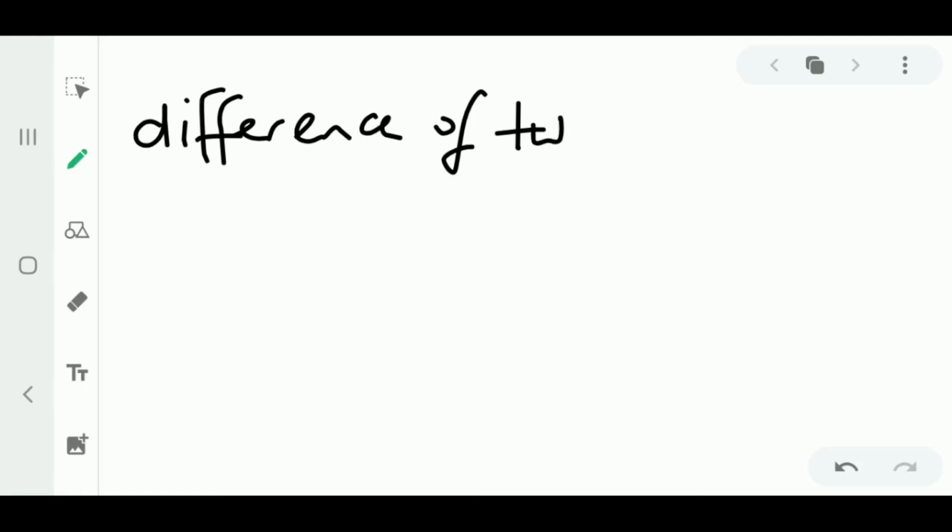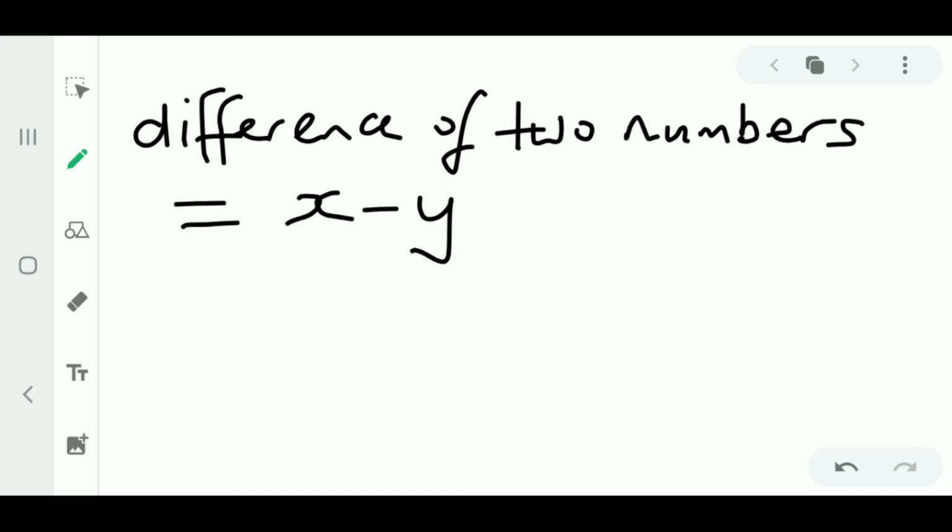Let's say we want the difference of two numbers. We know that difference means we're subtracting. So let's say we have x and y again. So it would be x minus y. Let's say x was 10 and y was 5. That means the answer would be 5.